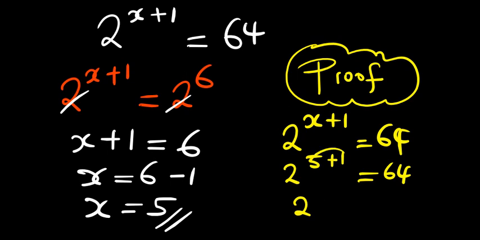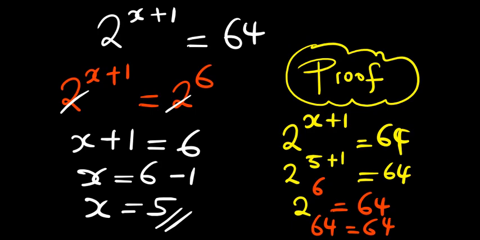5 plus 1, now what does it give us? 5 plus 1 gives us a 6. This is equal to 64. 2 to the power 6, what did we say? We solved this one and it gave us 64. So 64 is equal to 64. Therefore, when you solve like this, you are very sure that your answer is correct.